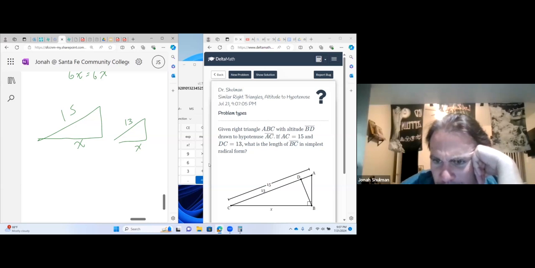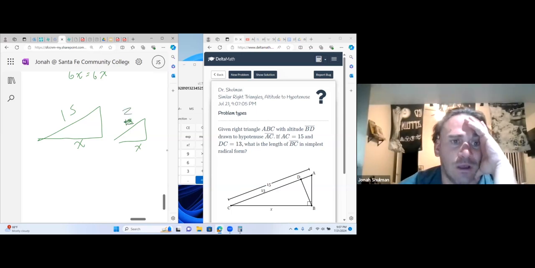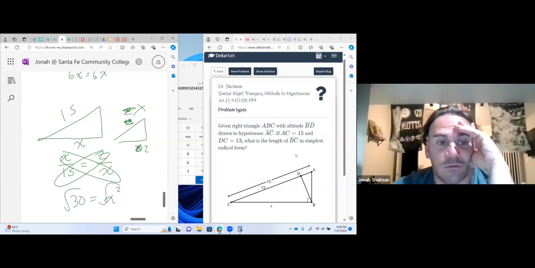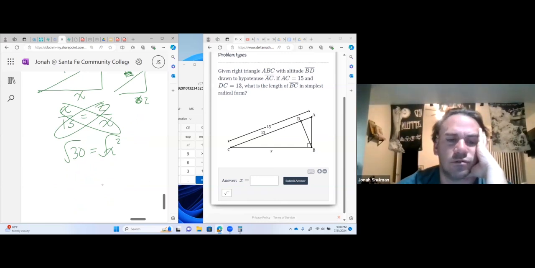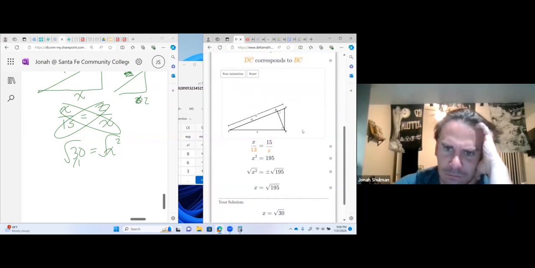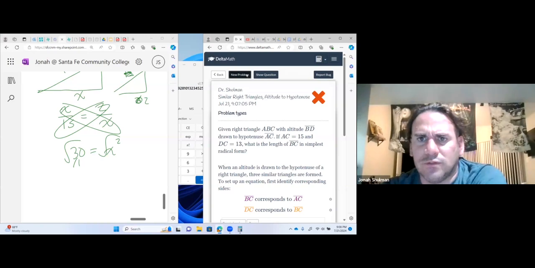But if I flip this down, I think this is the match. I believe it is going to be 2 and X. So I believe it is going to be X over 15 equals 2 over X. I think it's going to be X squared equals 30. So it's going to be the square root of 30. Let's see. I had it right the first time. Wild.